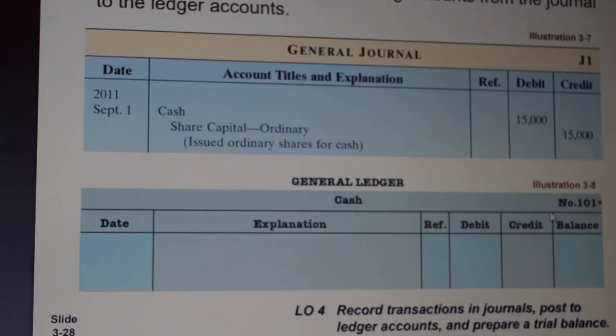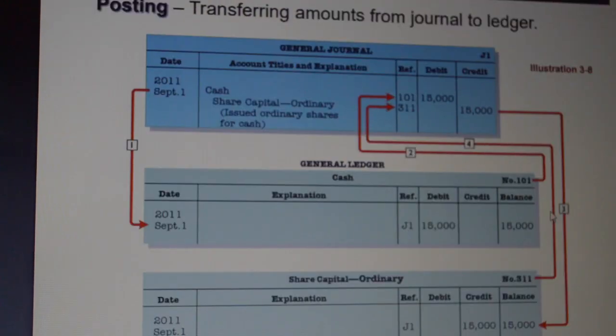Posting. Posting is the process of transferring amounts from the general journal to the ledger accounts. Every asset, liability, and equity account has its own specific general ledger.